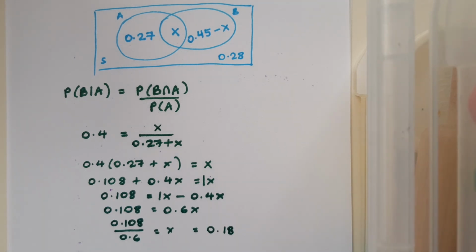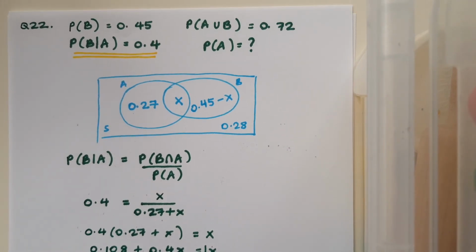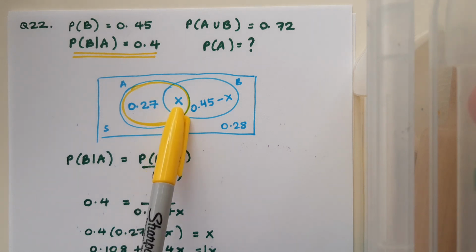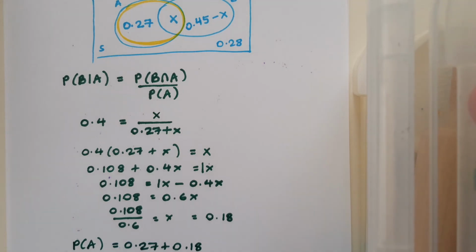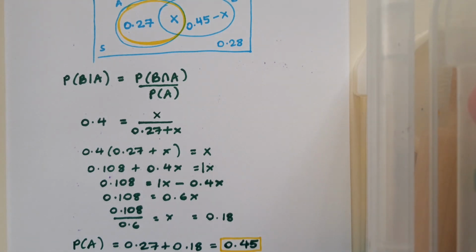Now it's tempting to stop here. We've got x, we're done. But actually, no, we're not. Because if we look back to the question, they asked us to find the probability of A. And of course, the probability of A is everything in the A set. So it's not just the x, it's the 0.27 as well. So now that I know the x value, I can add it to the 0.27, and that's going to give me the probability of A. So 0.27 plus 0.18 is going to give me a resulting probability of 0.45 for A. And this is the final solution for this question.